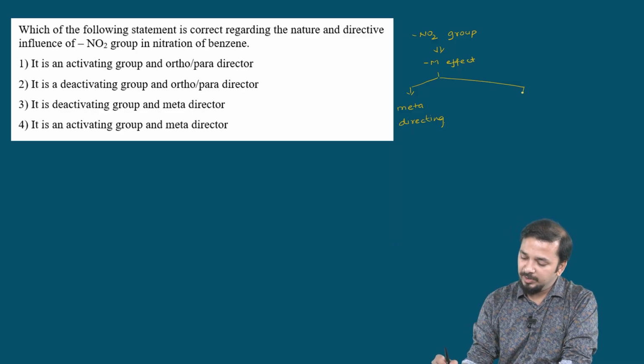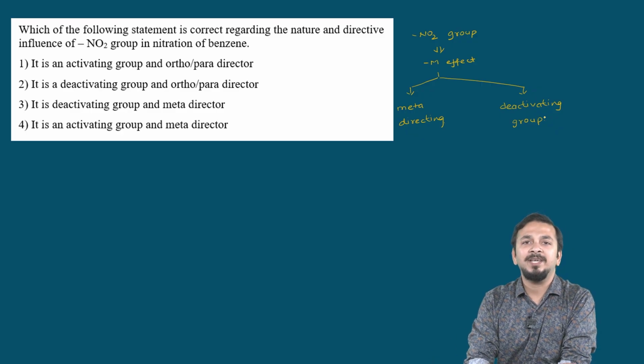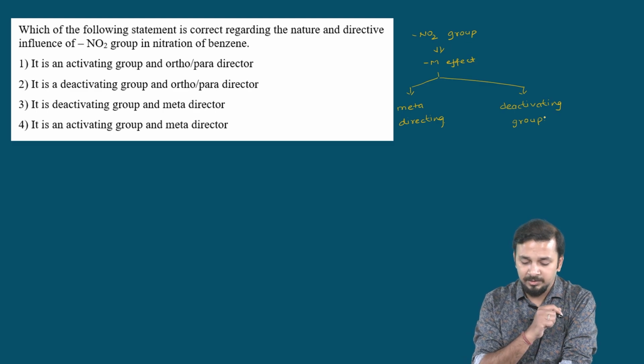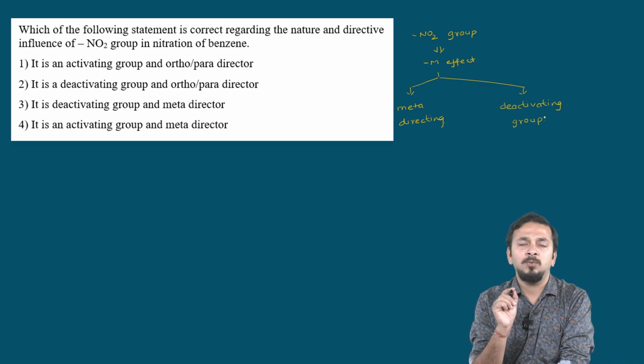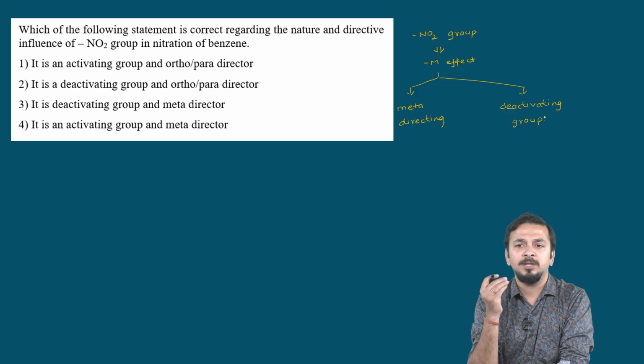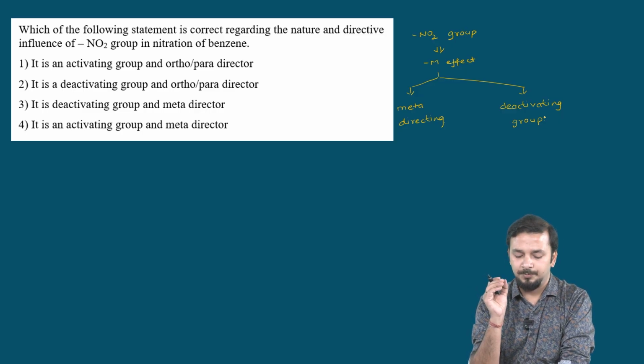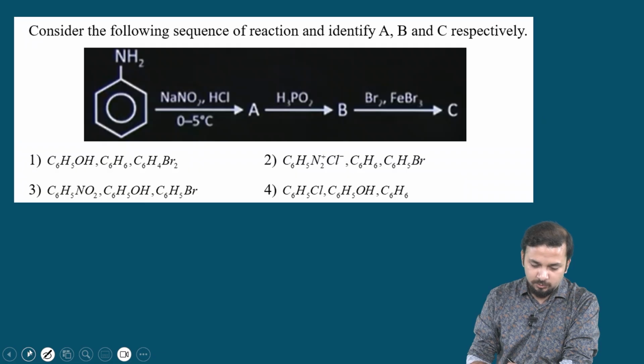Now, as it is withdrawing electrons from the benzene ring, that's why it is also known as deactivating group. Those groups which withdraw electrons from the benzene ring are known as deactivating groups, and those groups which increase the electron density on the benzene ring are known as activating groups. So in this question they are talking about NO2. NO2 is withdrawing electrons from the benzene ring by minus M effect. So that is why it is meta directing in nature and it is a deactivating group. So let's move to the next question.